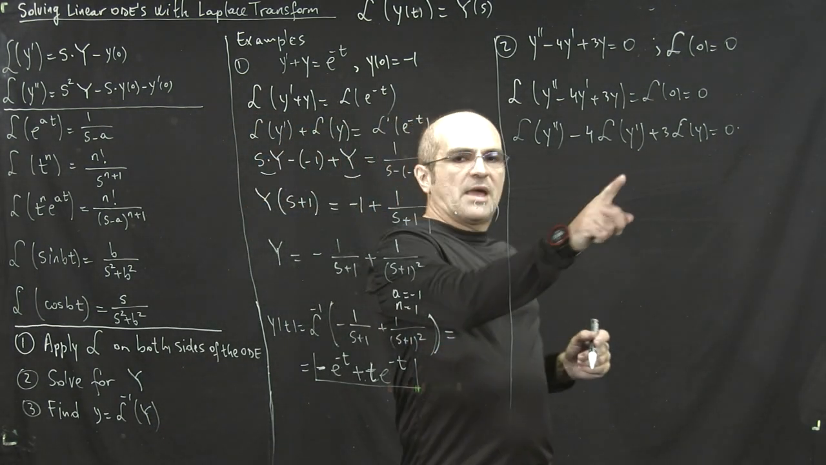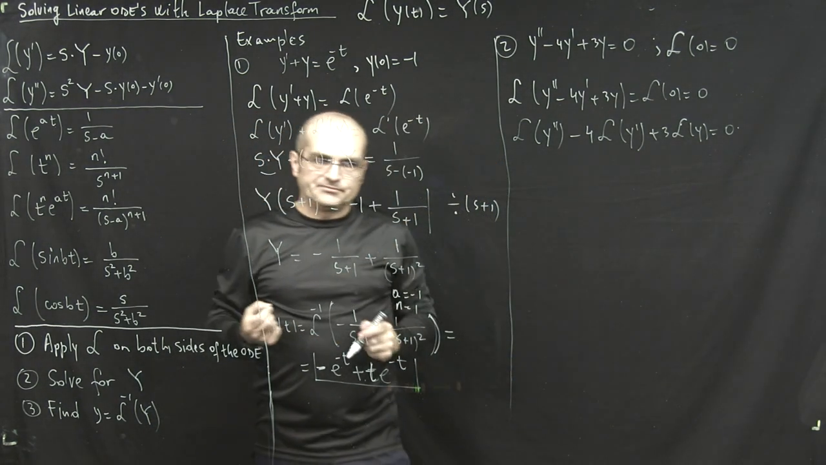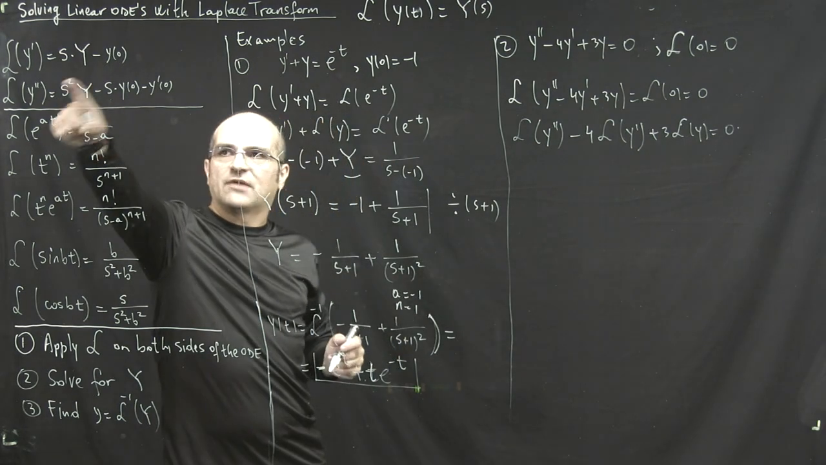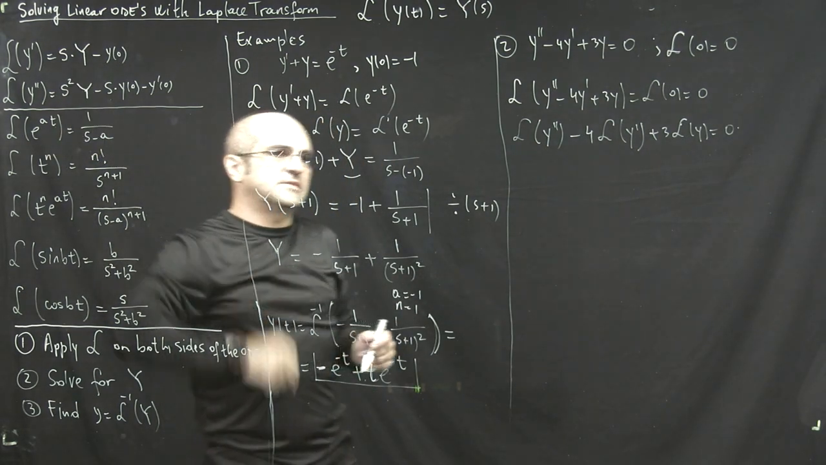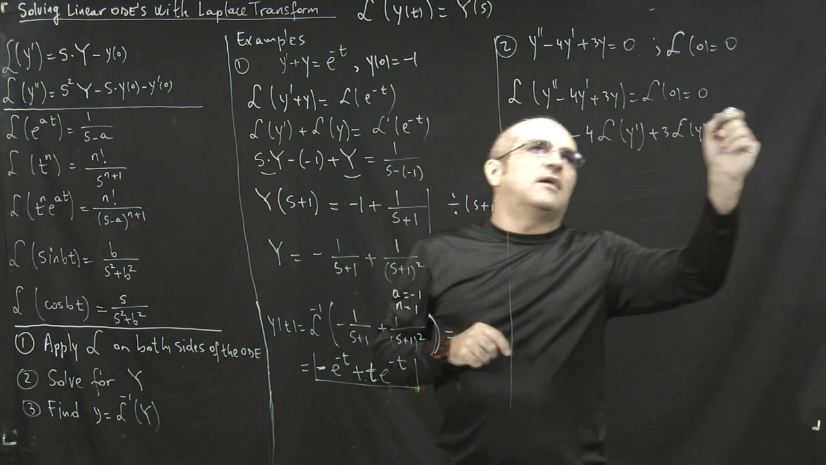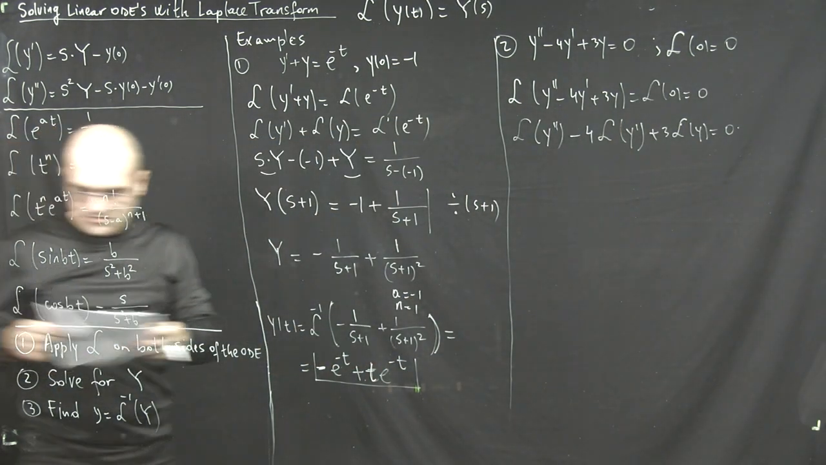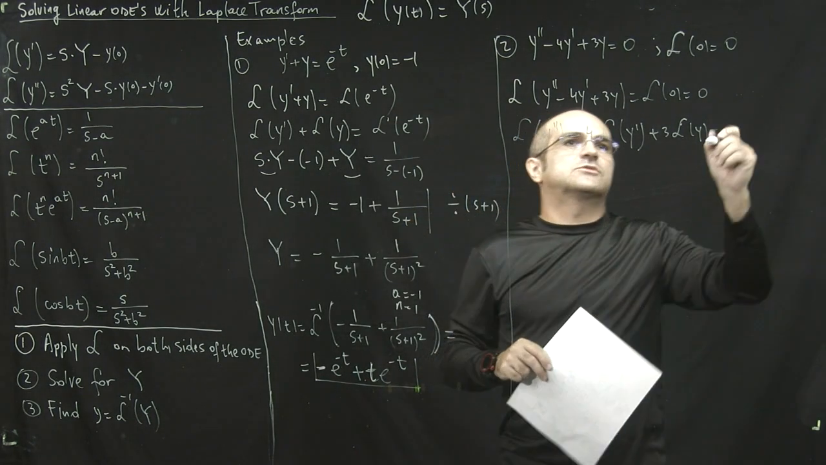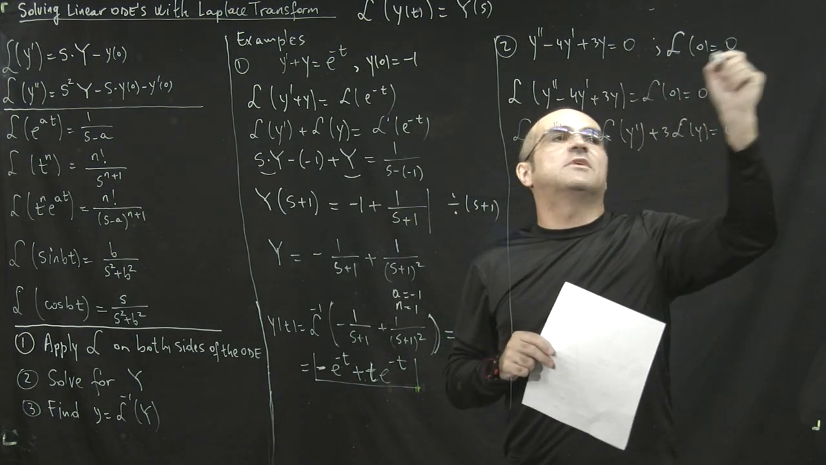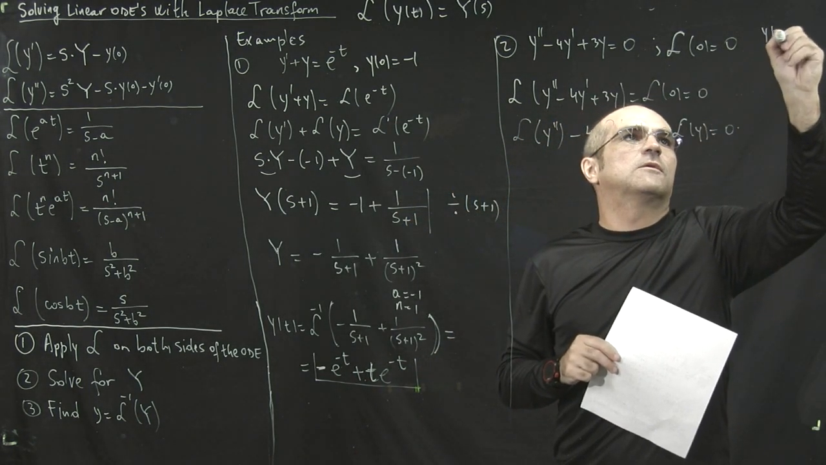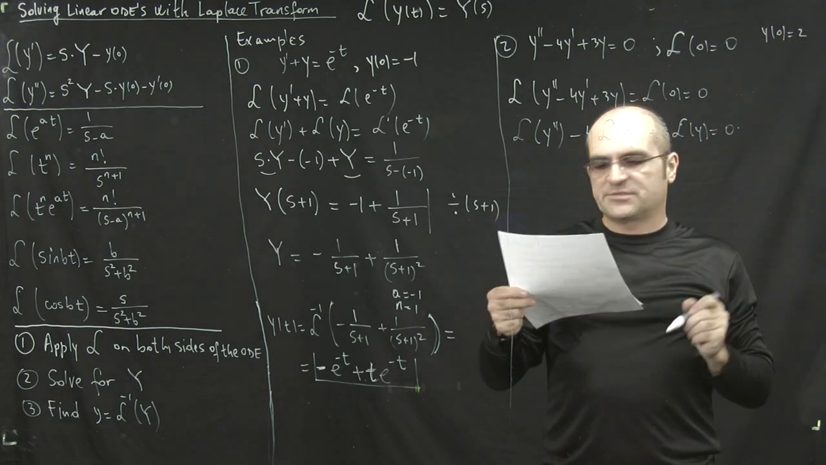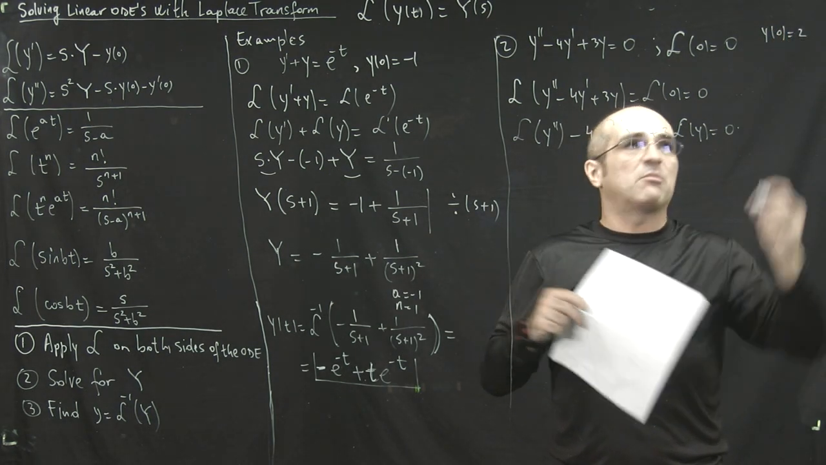So L of y prime is going to be multiplied by 4. So again, you have to be careful how you plug in these formulas. I forgot to specify the initial conditions, which we obviously need. So let me write them here. y of 0 equals 2 for this problem, and then y prime of 0 equals 0.